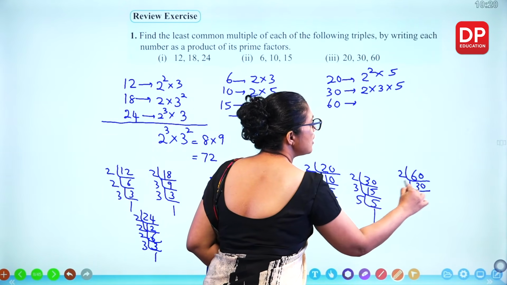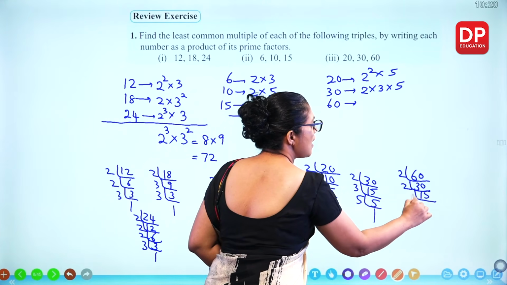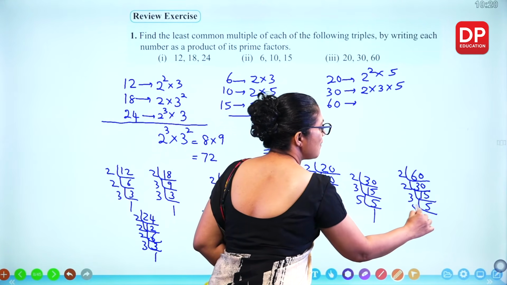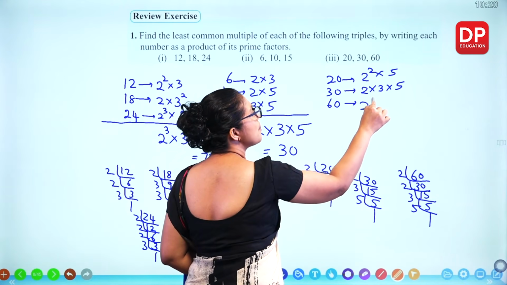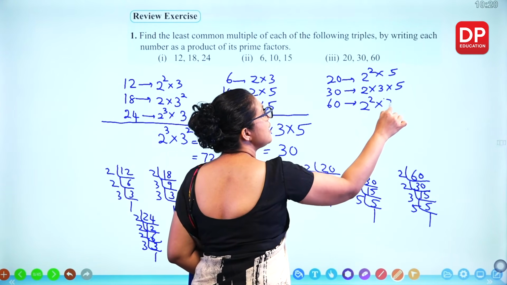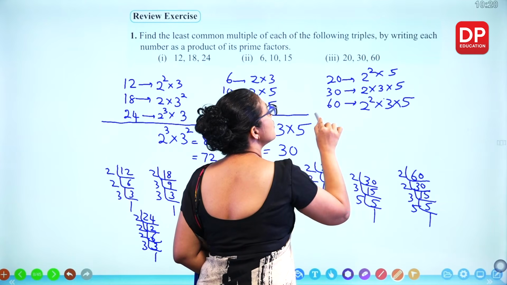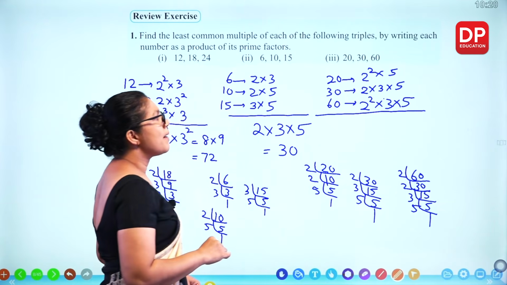Divide by 2, divide by 2 again, divide by 3 and divide by 5. So what are the factors? You get 2 to the power 2, 3 and 5. So find out the least common multiple.